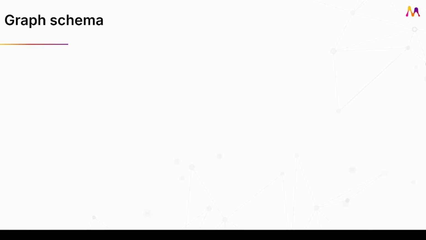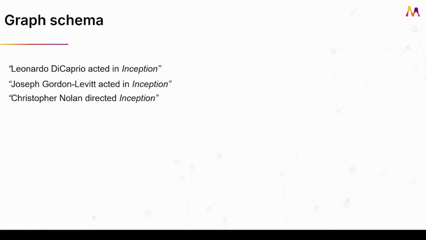Before we jump into code, let's start with something simple. A few facts related to a movie that we want to model into a graph. Here we can see that Leonardo DiCaprio acted in Inception, Joseph Gordon-Levitt also acted, and Christopher Nolan directed Inception. It's pretty straightforward, right? And now we want to break this down into a graph. So we know for a graph, we need nodes, relationships, and properties.